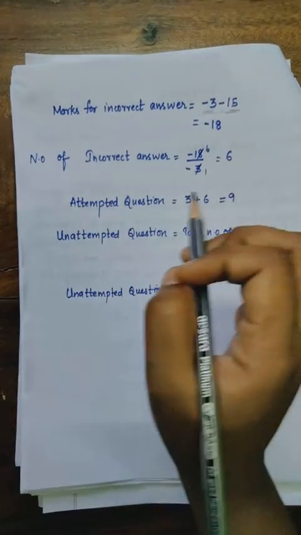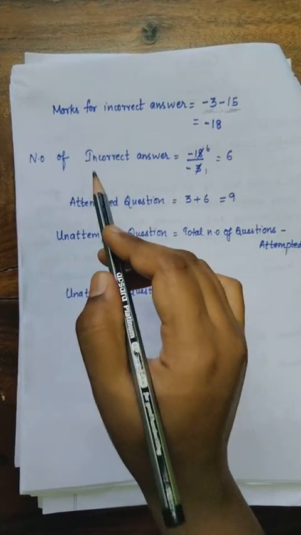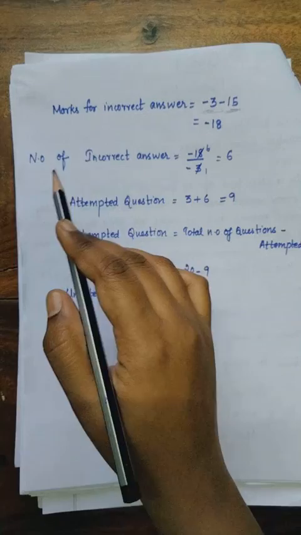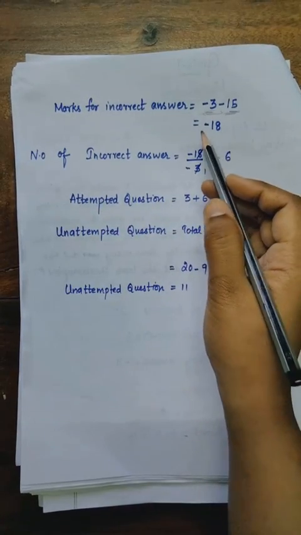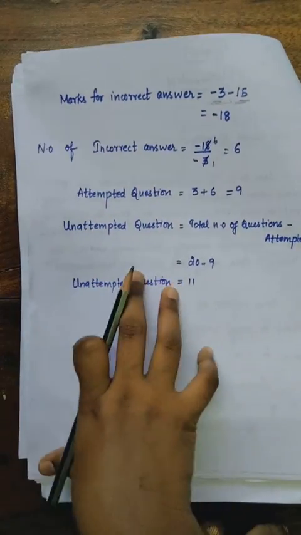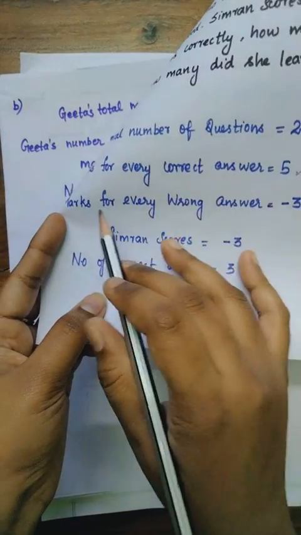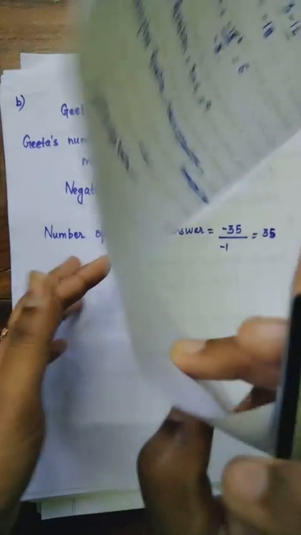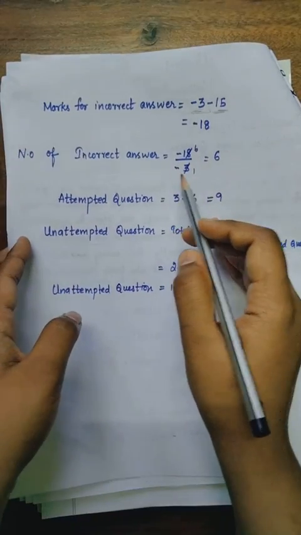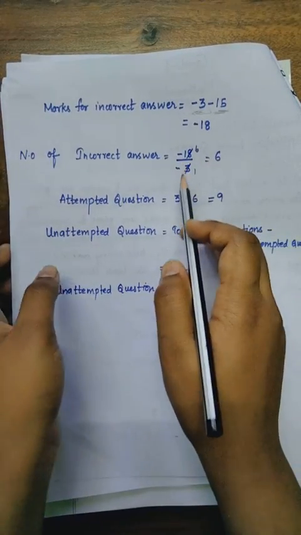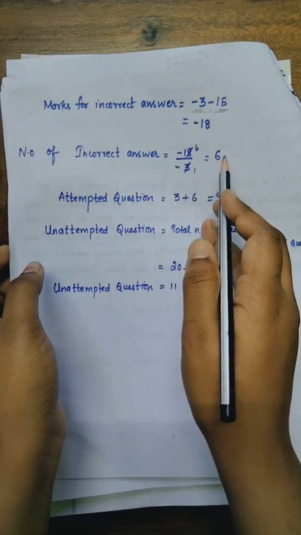Next, number of incorrect answers is equal to minus 18 divided by the marks for every wrong answer. So minus 18 divided by minus 3 is equal to 6.